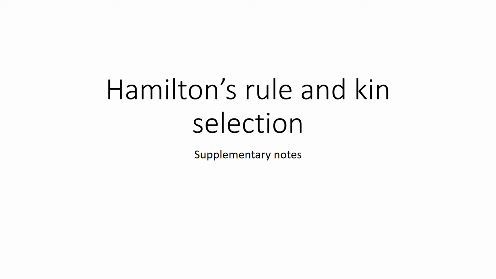So I thought it might be beneficial to have an extra explanation of Hamilton's rule and kin selection, and I'll pepper in a couple problems here. I'll be doing these problems as I go, but you're also welcome to pause and do them on your own. In fact, I think that's probably the best strategy to go about this.